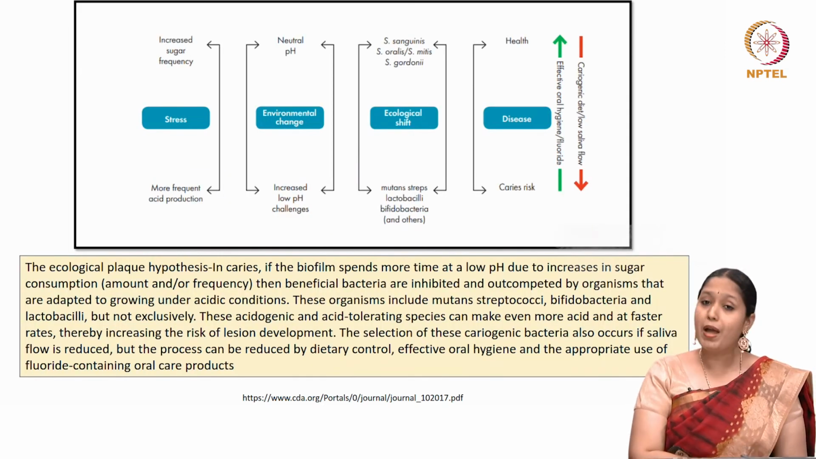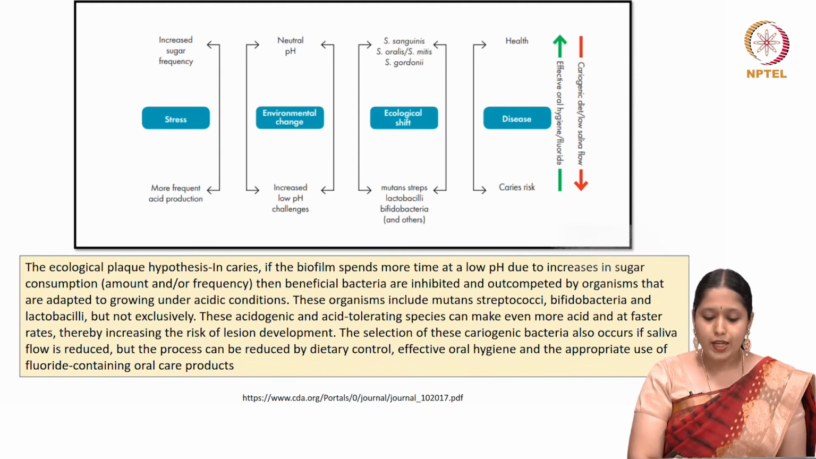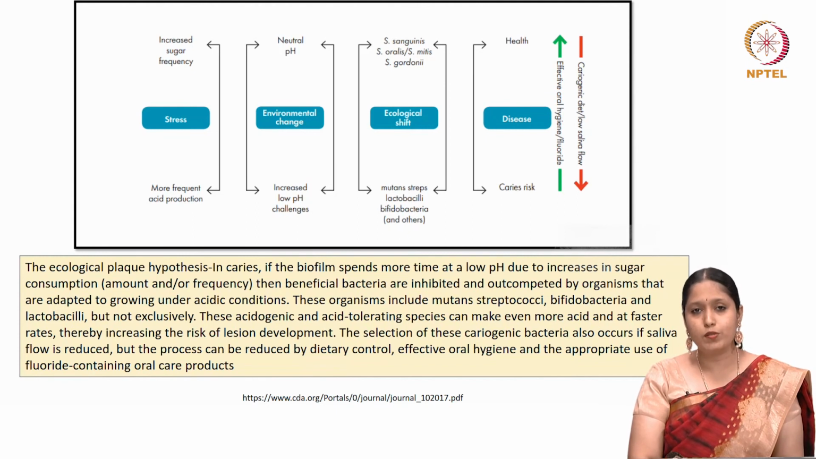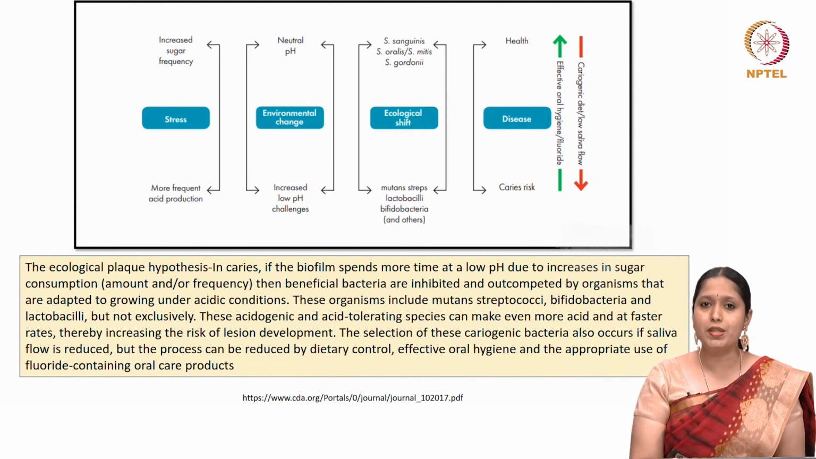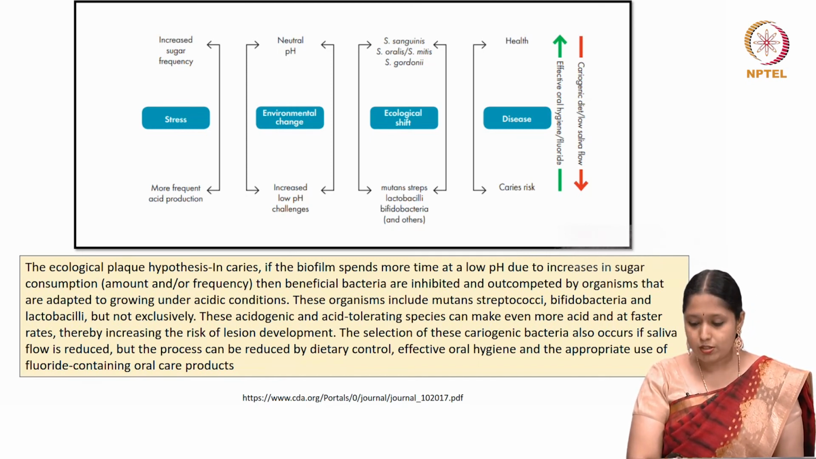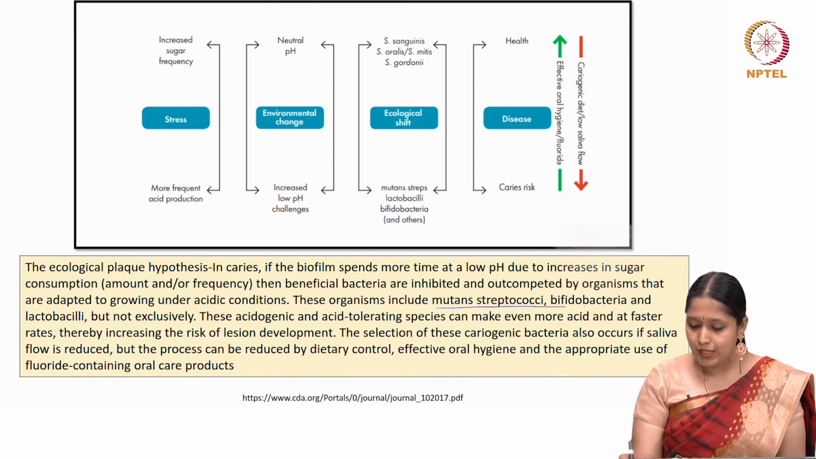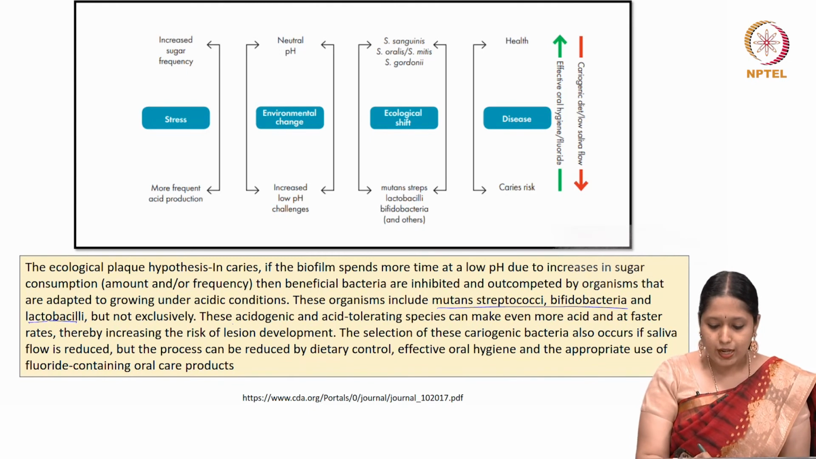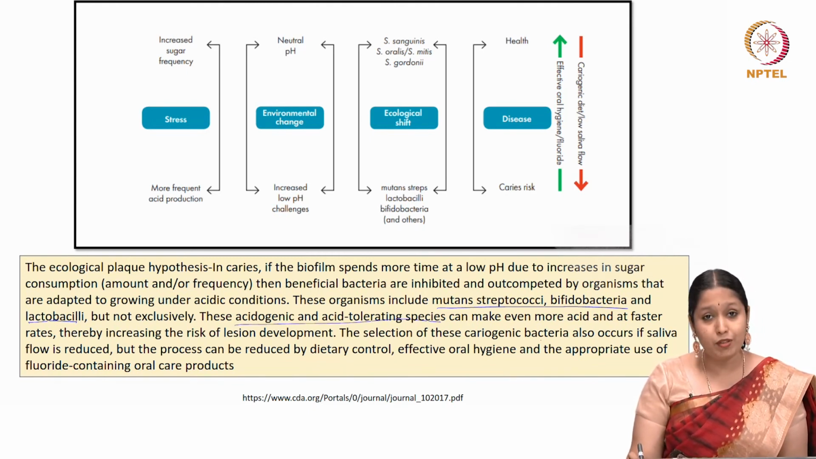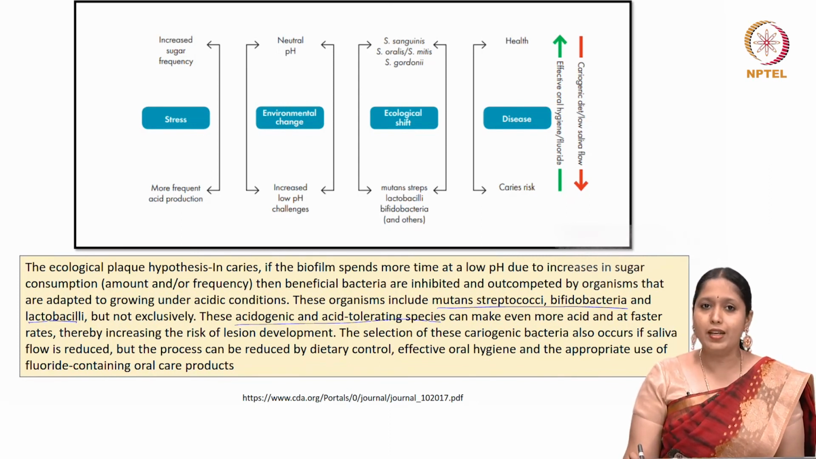Let us see the ecological plaque hypothesis and how it is applicable to caries. In caries, the biofilm spends more time at low pH. As a result of increased sugar intake, there will be a reduction in the pH, as the bacteria produce acid. It also depends upon an increase in sugar consumption, either in the amount or in the frequency. So, the beneficial bacteria are inhibited and outcompeted by organisms that are adapted to growing in acidic conditions. These organisms mainly include mutans streptococci, bifidobacteria and lactobacilli. These acidogenic and acid tolerating species can make more acid at a faster rate. This leads to a condition called dental caries or tooth decay.